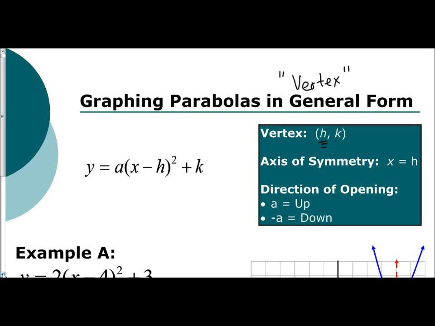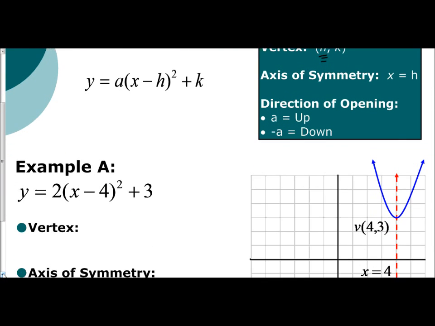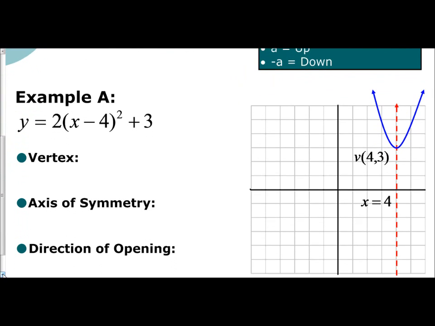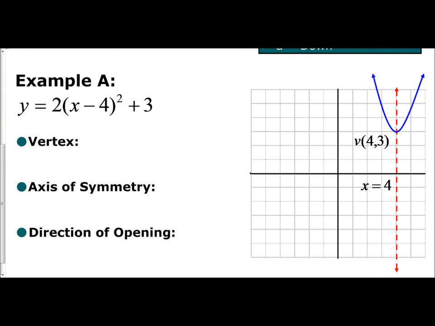If we take a look at example A, I have it all worked out for us as a graph. We're just going to fill in some of the information based off of what our general form says. We have y equals 2 times the quantity x minus 4 squared plus 3. So my a is 2. The easy one, my k is 3. The hard one is the h. The form says x minus h, so you have to look at what number you are subtracting, and I am subtracting just 4. So my h is 4.